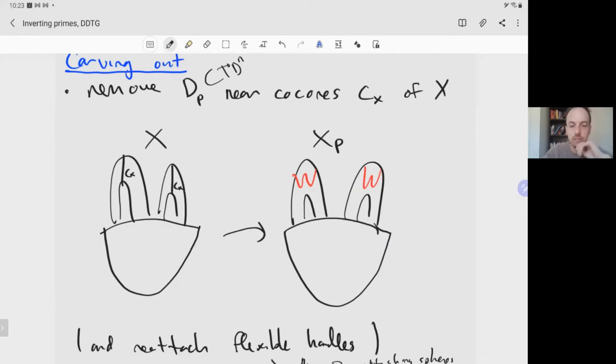As a symplectic manifold, yes. So this last step is only to preserve the smooth topology. If you don't care about that, you don't have to do that. You could just carve out these disks and you're going to get these subdomains. But you can attach these flexible handles in a way so that the result's actually sitting inside of X still. Does that make sense?